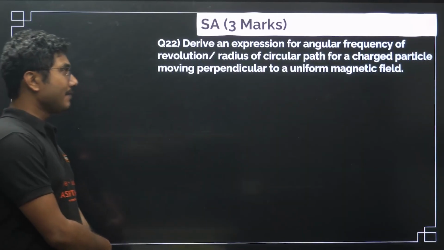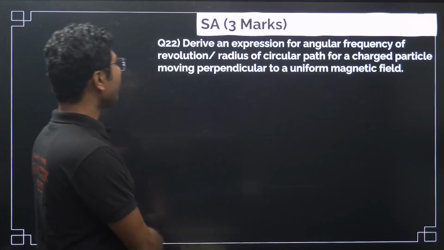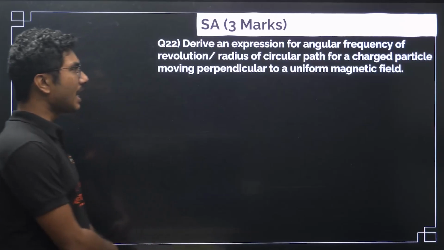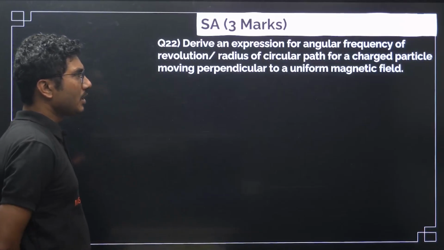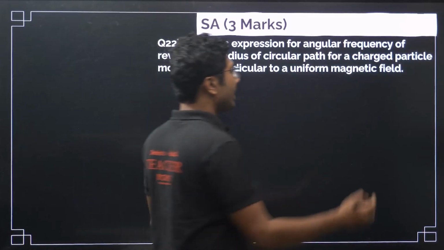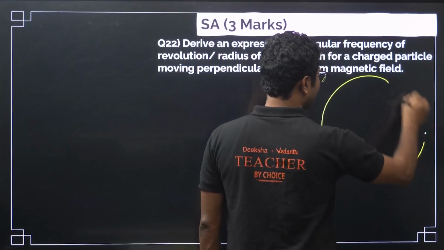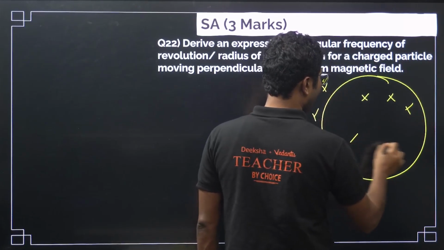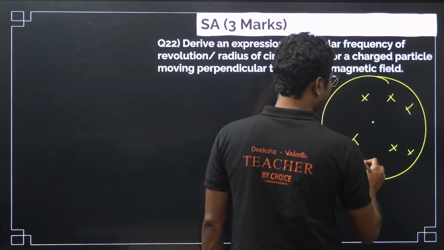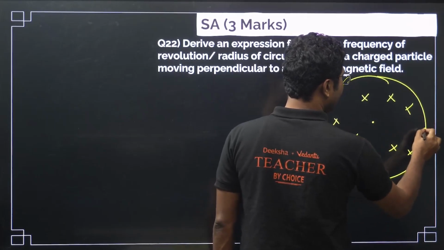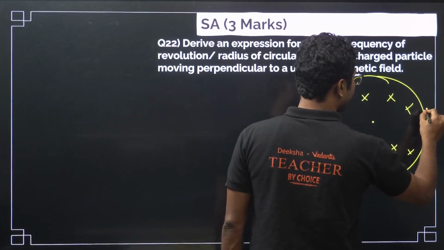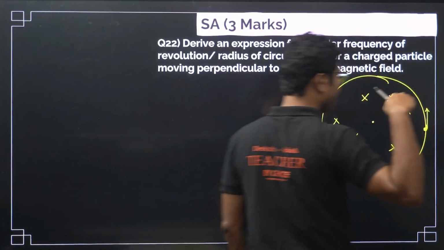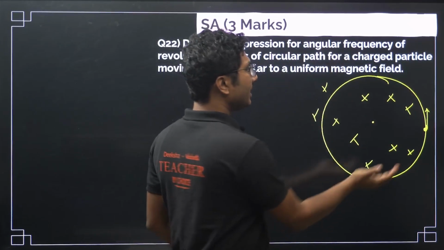Next, derive an expression for the angular frequency of revolution and the radius of the circular path for a charged particle moving perpendicular to a uniform magnetic field. So, we have a magnetic field, say into the page of the paper, and a charged particle is moving in the perpendicular direction. So, they are basically perpendicular. One is into the page of the paper, another is this; it will be the direction of motion.